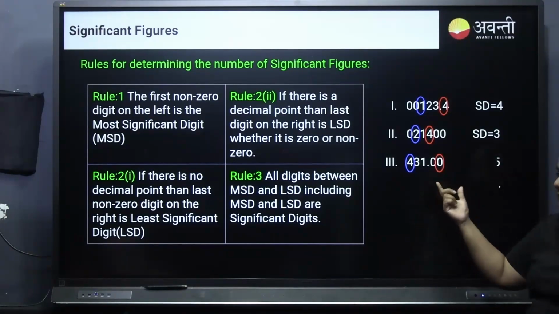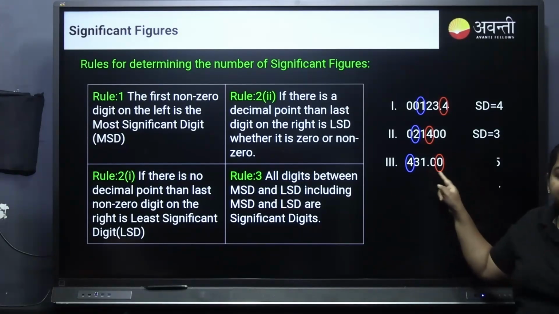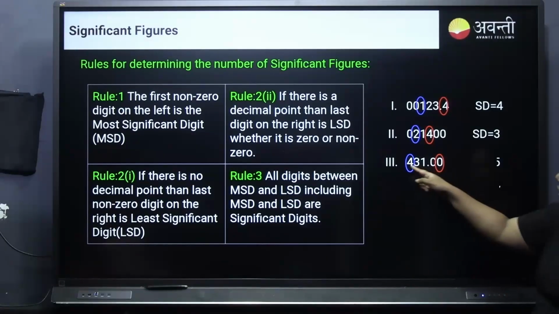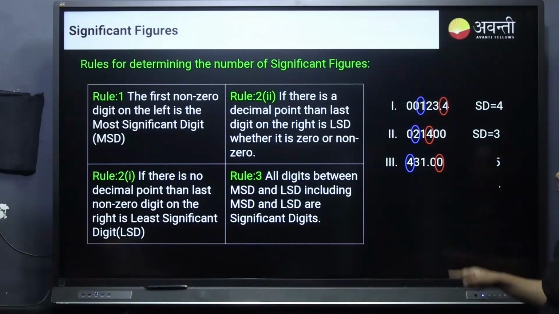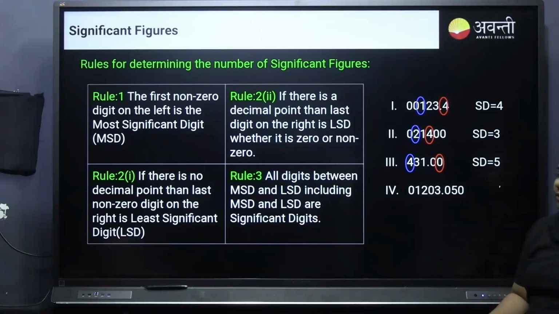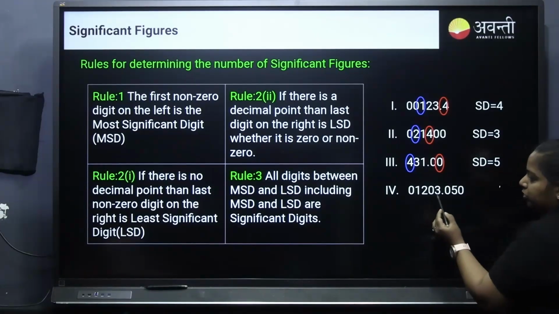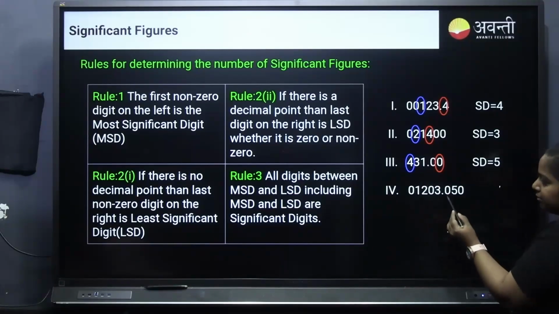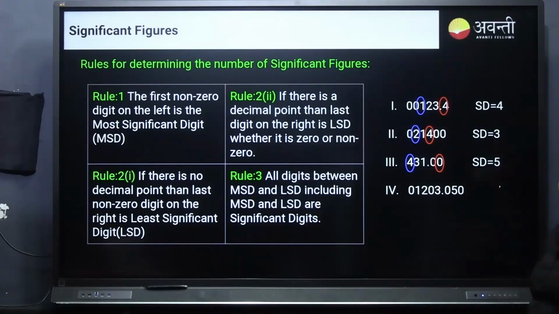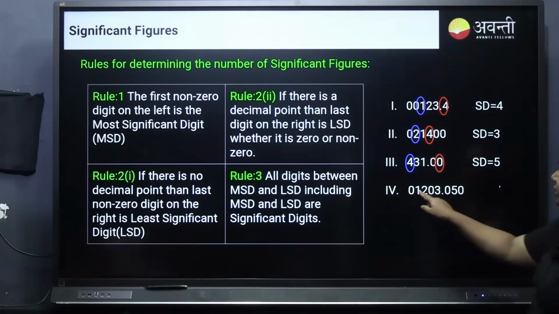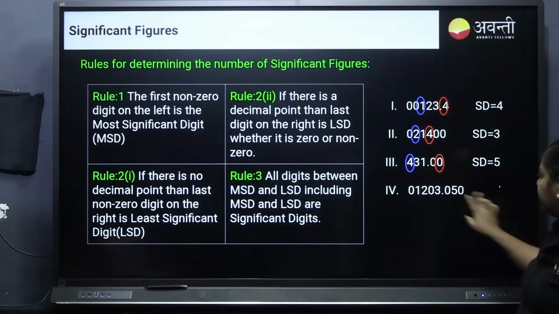Now the next one. If a decimal is there, the zeros after the decimal we will count. So here 1, 2, 3, 4, 5. 5 will be the number of significant digits. Last one you see, the first 0 we should not consider. 1, 2, 0, 3, they are significant. Decimal is there, which means the last 0 we have to count. So 4 plus 3, 7 significant digits are there. The first one will be most significant, the last one will be least significant.